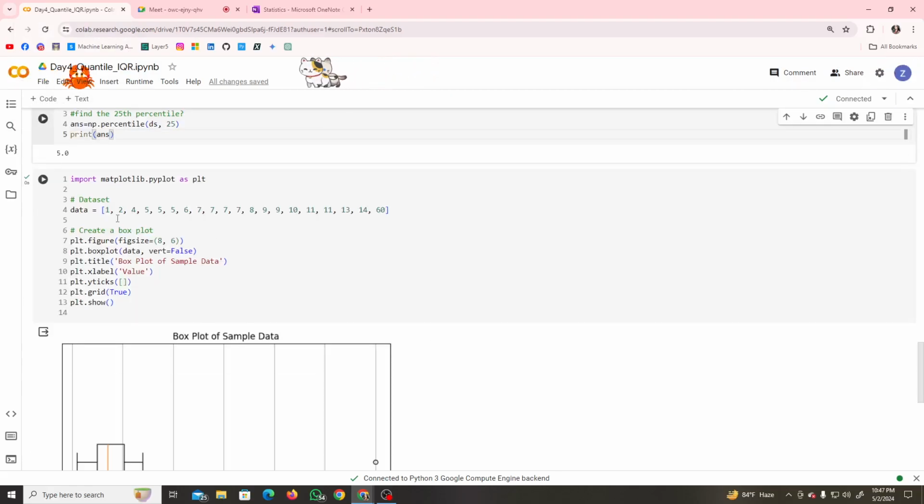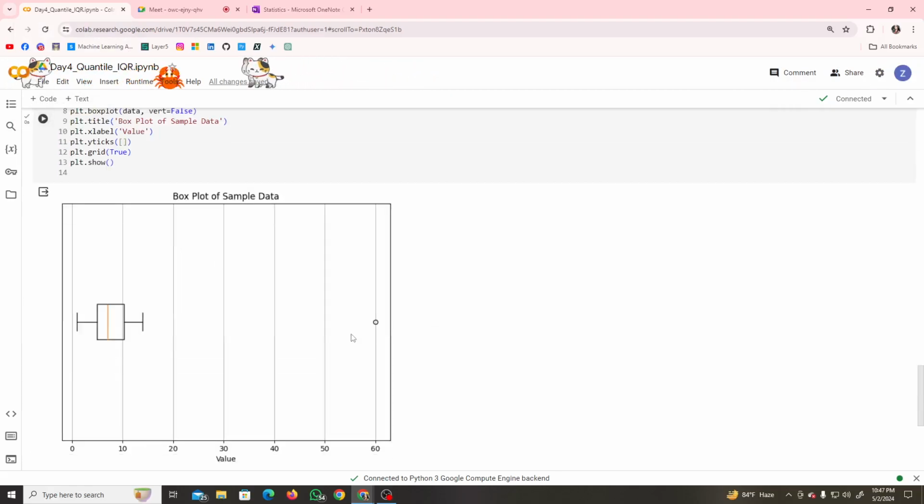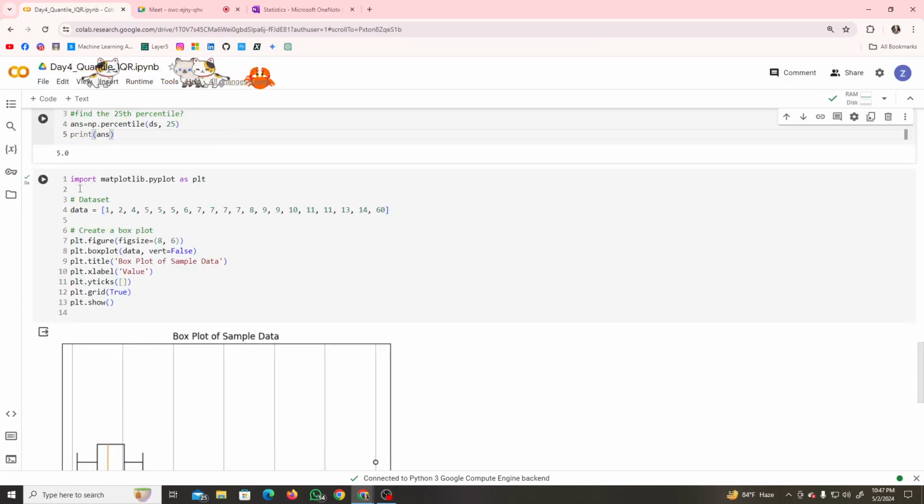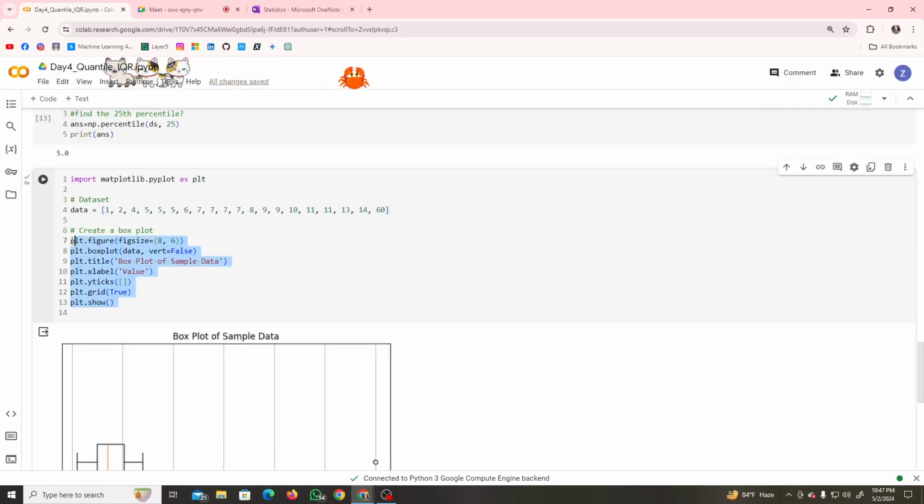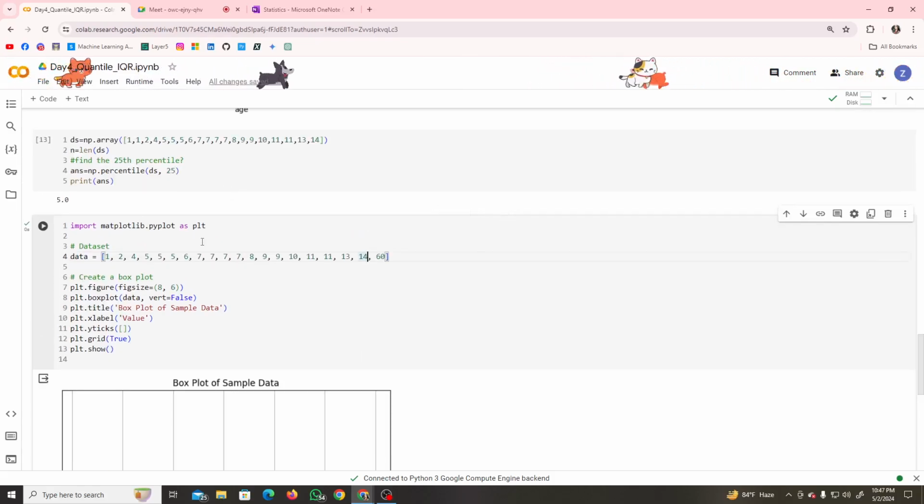So you see this was our data, and to find the box plot, we will be writing this block of code. So let's understand what is here. Firstly, we have to import the matplotlib.pyplot library. This is also a Python library. With matplotlib, we usually visualize the data.